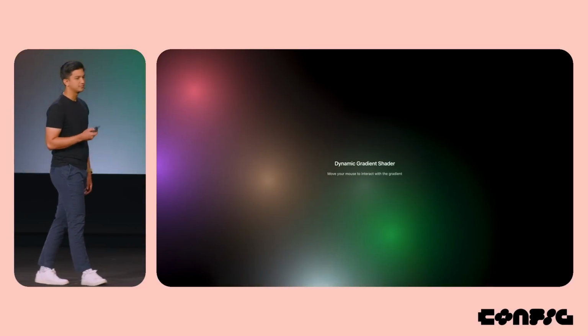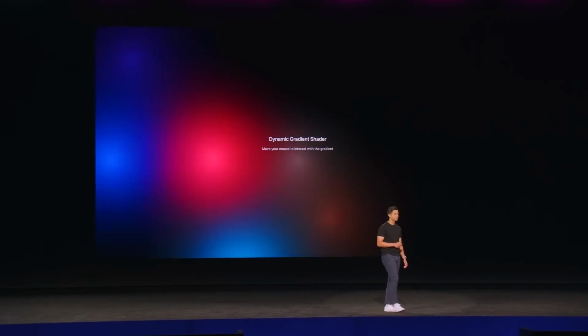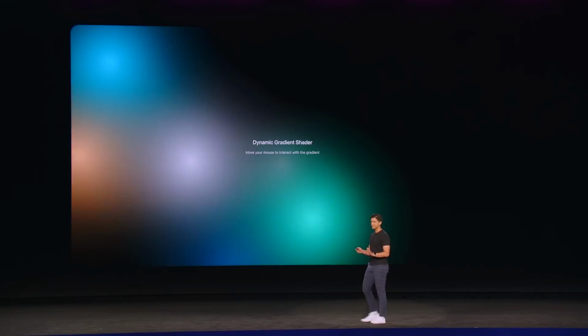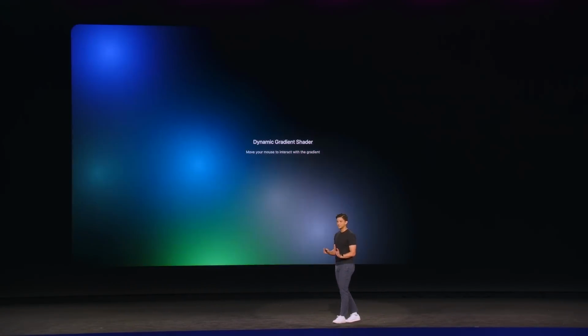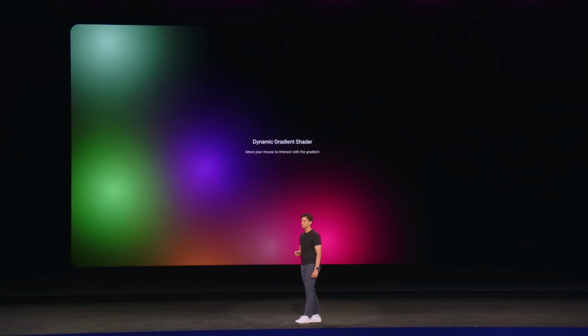Now let's take an example that didn't go so great. Here, I asked for a really cool gradient shader, and it gave me exactly what I asked for. It's dynamic, it's a gradient, but not that cool. It didn't really match my expectations.